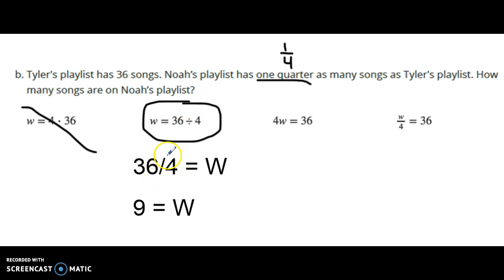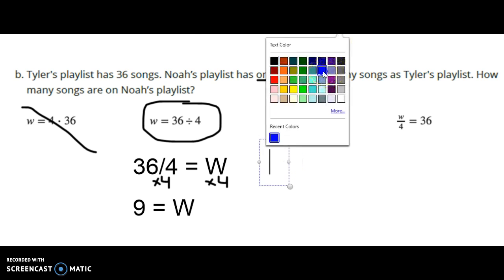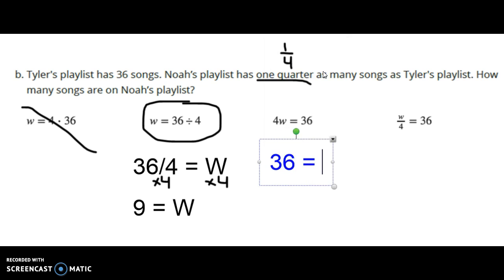Okay, the opposite of division is multiplication. So I have 36 divided by 4. To get 36 by itself, I have to multiply by 4. So I'm going to multiply by 4 on the left side, which means I also have to multiply by 4 on the right side. So my new equation, switch colors just so you can tell this is my new one, is that 36 is equal to 4W.